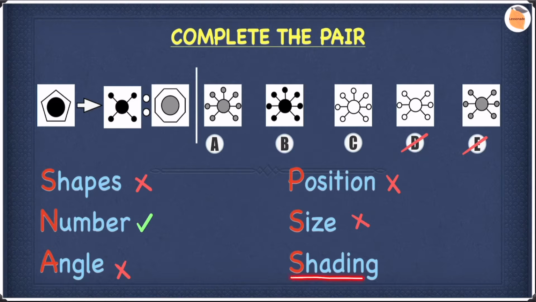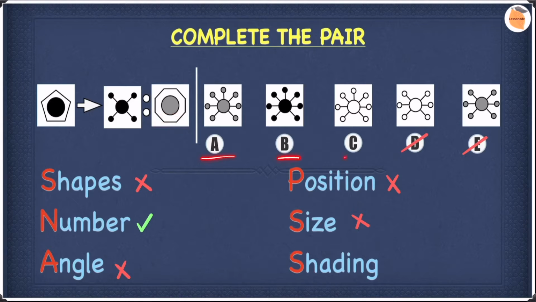Let's move on to shading. In terms of shading, the shading pattern is basically what is in the middle. So here, we have a pentagon and we have a black circle in the middle. So this means for the final shape, the shading pattern is black. So over here, we have a grey circle in the middle, which means the shading pattern for the answer must be grey.